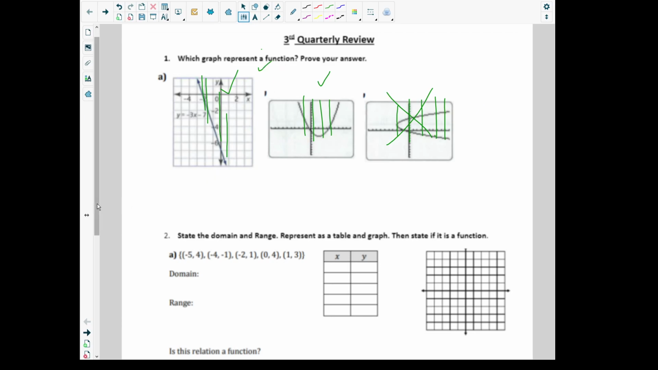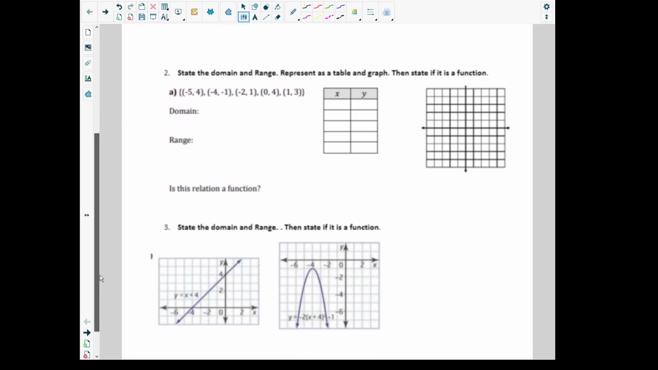Okay, state the range and domain. So this is really out of scope of what we're going to have in the exam, so I'm not going to do it. Basically, the domain is -5, -4, -2, 0, and 1. And the range is 4, -1, 1, 4, and 3. And we would write this in set notation, but this will not be on the exam. Okay? But represent as a table and graph will be.